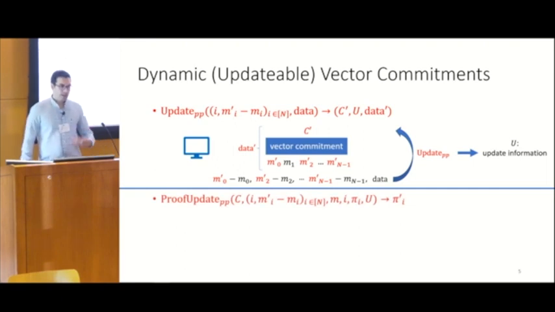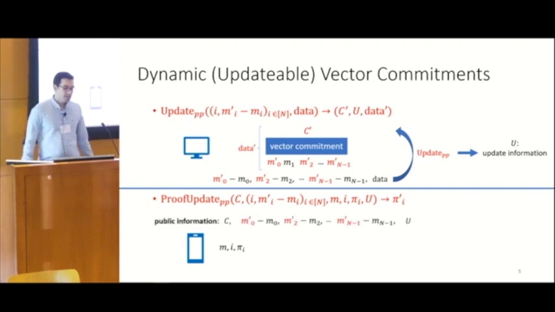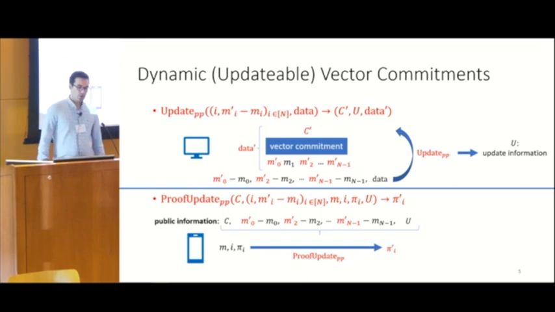Now, on the other hand, we have clients who run the proof update algorithm to obtain the new opening proofs. Here is a client that keeps track of the message at index i, and it has the old opening proof that verifies with respect to the old commitment. It has access as public information to these message diffs and the update information. And using all of those through the proof update algorithm, it obtains its new opening proof that verifies with respect to the new commitment.